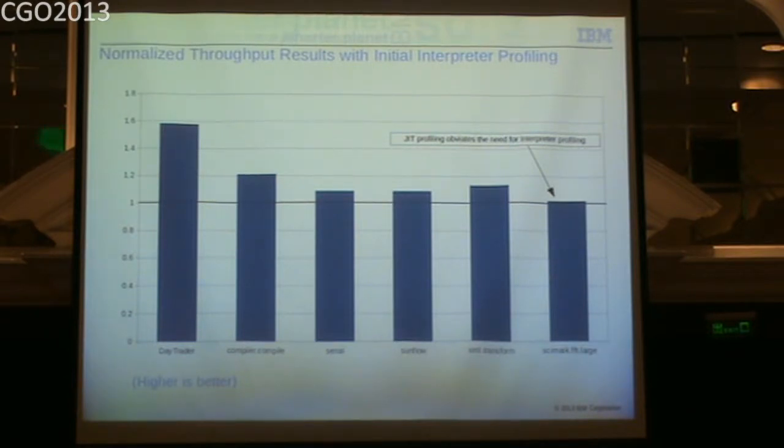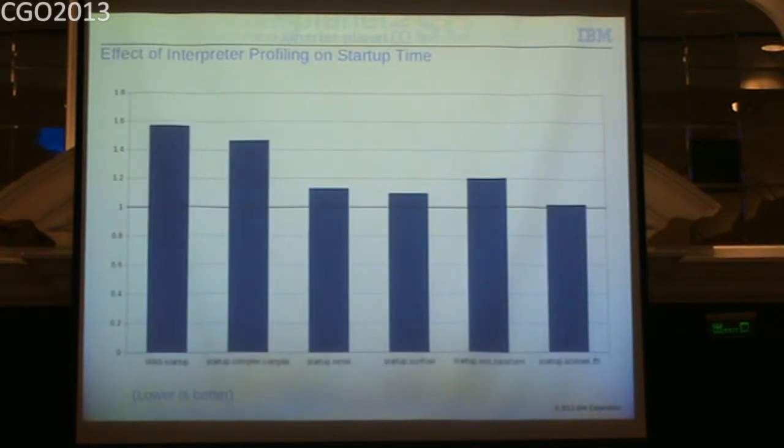The reason why we didn't get anything in SciMark is because our other profiling technique is able to capture all the information necessary. So now let's look at the effect on startup time. Again, this is normalized startup time compared to an implementation without interpreter profiling. And you can see that again, for WebSphere application server, our startup time regressed nearly 60%.